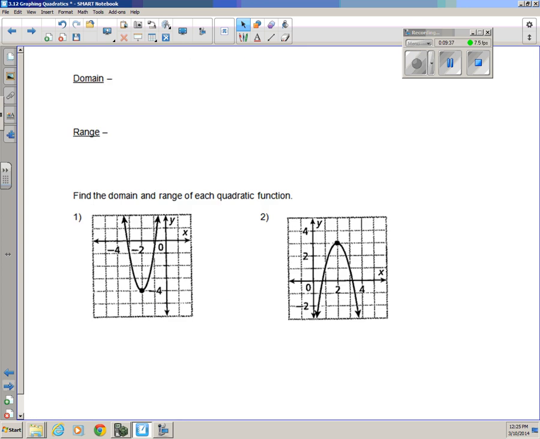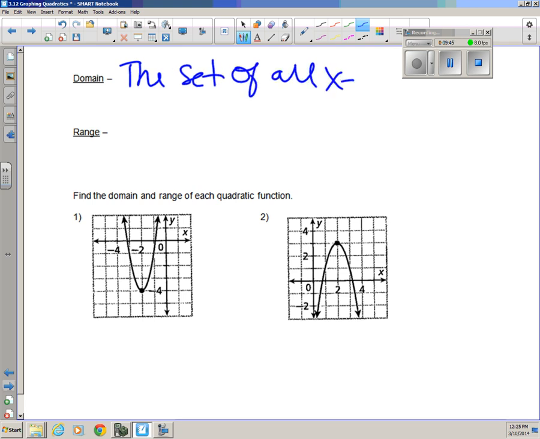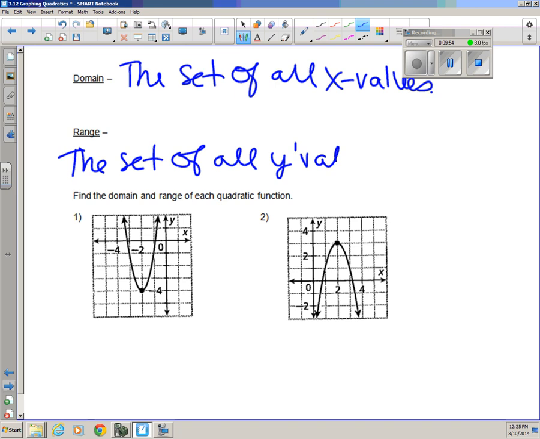Domain and range, talked about this already. The domain is always going to be the set of all x values. The range is always going to be the set of all y values. Okay? In parabolas, the domain is always the same no matter what.